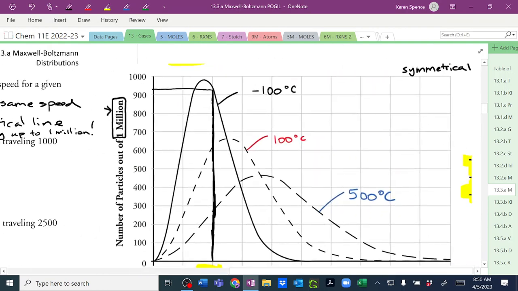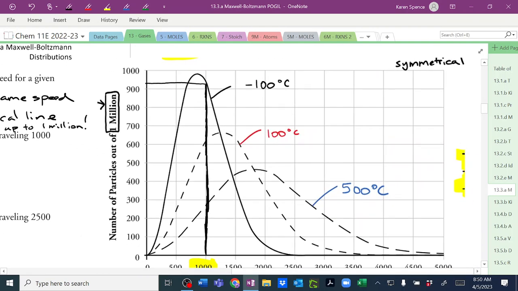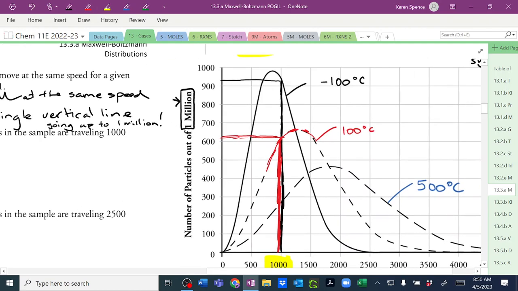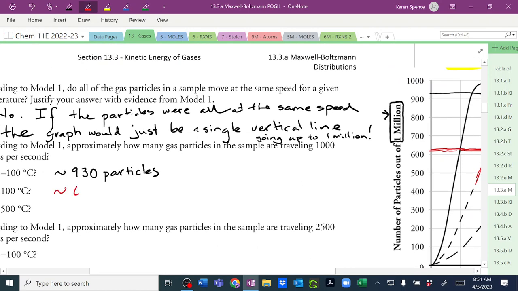At 100 degrees Celsius, that's this one here. Okay, so we're going to have to go up there and then read across. I'm guessing that's maybe 620-ish. So that's 620 where we're crossing this red line here, the 100 degrees Celsius line. That's approximately 600 particles.